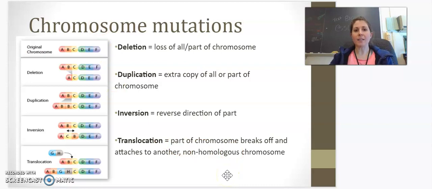Translocation then is where part of a chromosome from a non-homologous pair attaches to another chromosome. So a non-homologous chromosome piece attaches to another non-homologous chromosome. You could see this in karyotypes where the chromosome is extra long compared to the other chromosome, but the key to this is that translocation is an exchange between non-homologous chromosomes. So that would be a problem with crossing over, which happens in meiosis, as you know, during prophase 1.